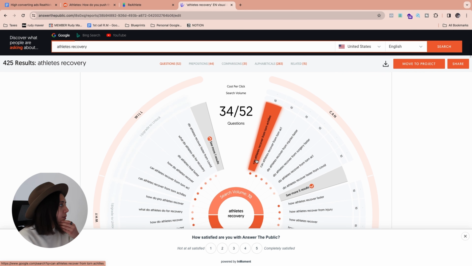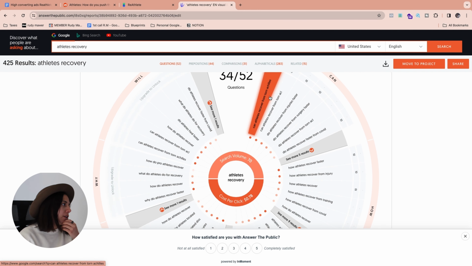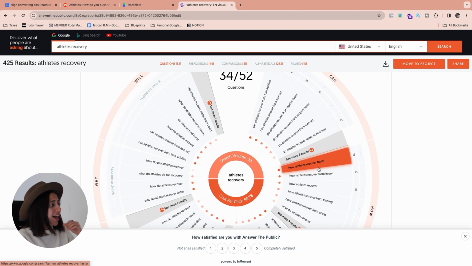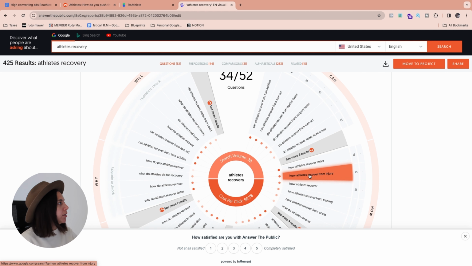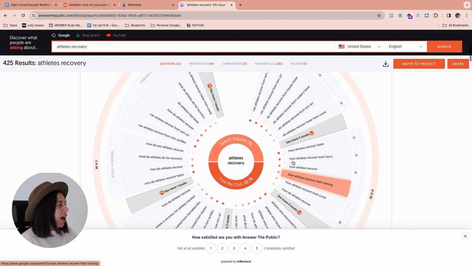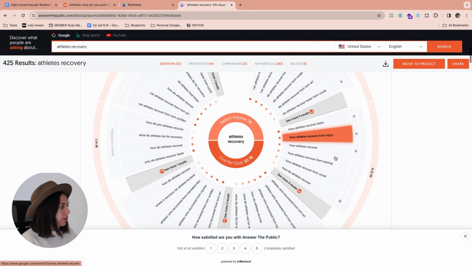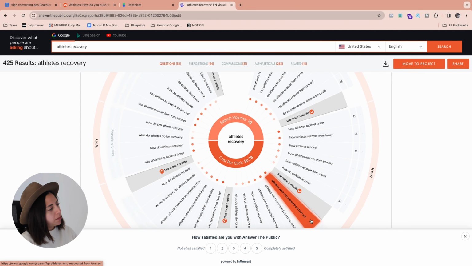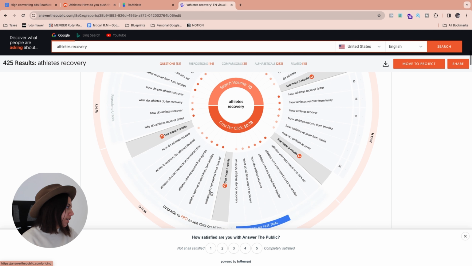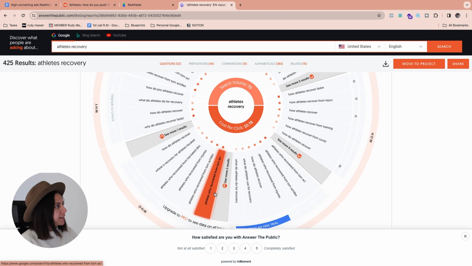So we're going to see what are the highest searches. Can athletes recover from torn arteries? All right. Another one is how athletes recover faster. Now, this is really interesting. So they are interested in recovering faster because they want to pick up their active lifestyle again. How athletes recover from injury. This is another one. Athletes who recovered from a torn ACL. Okay. There are some that obviously won't be as matching, but some will really just get you some ideas on what some pain points are that they have.